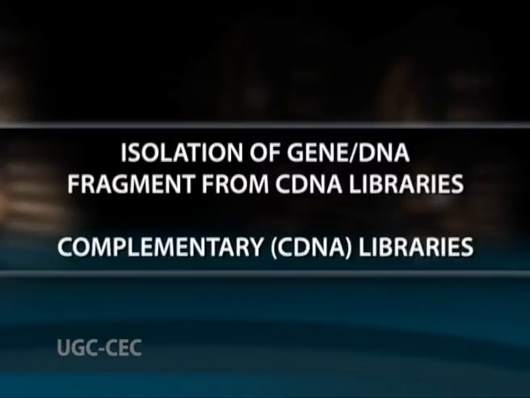Isolation of a gene or DNA fragment from cDNA libraries, or complementary libraries. cDNA is a copy of double-stranded DNA complementary to the messenger RNA, or mRNA, of the cell. This approach is used when we have information about expression of the gene. For gene isolation using this approach, usually a cDNA library is prepared.